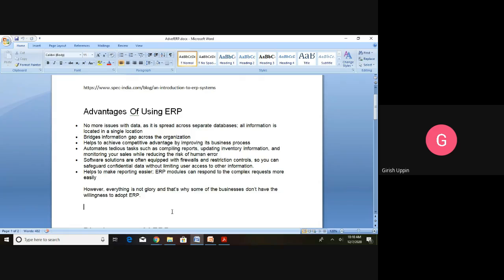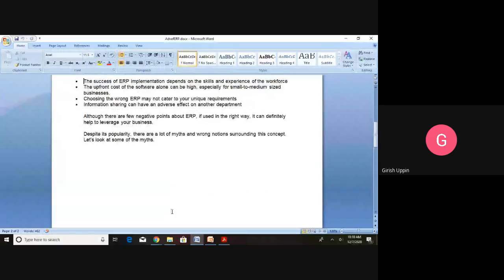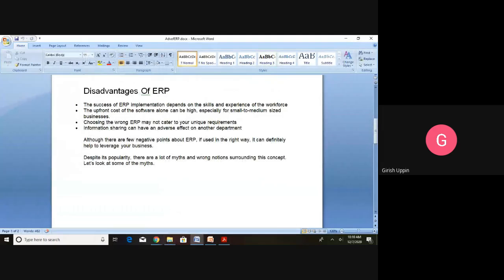Similarly, there are other disadvantages as well. Disadvantages of ERPs: the success of ERP implementation depends on the skills and experience of the workforce. One of the challenges for implementation of ERP solutions is, first, understanding the business: how they are doing it, understanding their business processes, and tuning the ERP solution according to that business. That is a big challenge, and that also depends on the skill and the experience of the people who are going to implement the ERP system.